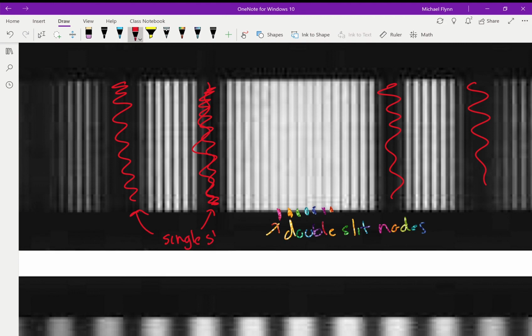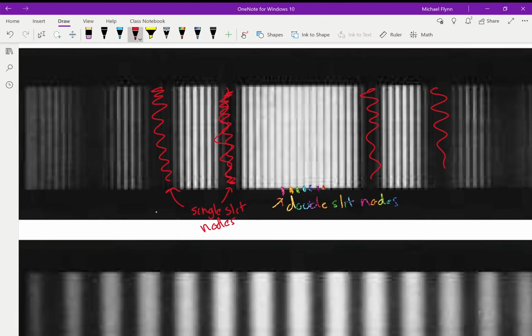So we can see that when you do double slit interference, you're actually seeing two interference patterns. One of them is single slit because each slit acts like a single slit, but also those two slits interfere to produce the double slit pattern.